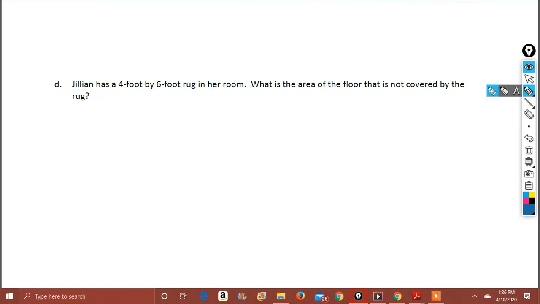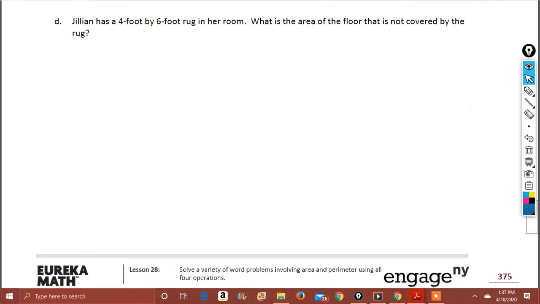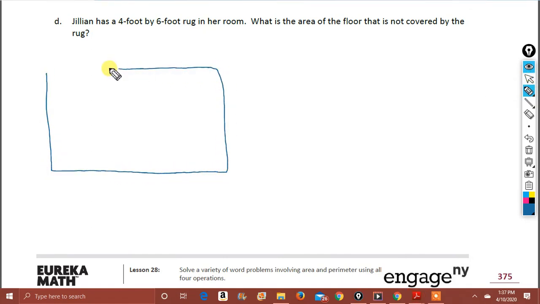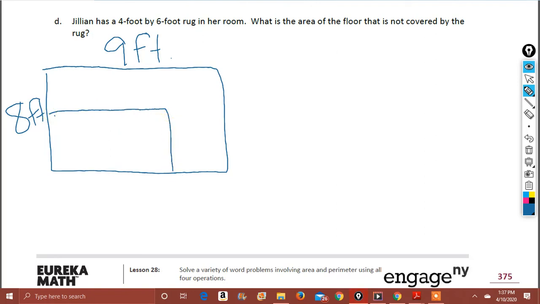All right, one more part to our problem set here. Jillian has a 4-foot by 6-foot rug in her room. What is the area of the floor that is not covered by the rug? So I'm going to move this up just a little bit so I have more space. Well, if we remember Jillian's bedroom, it was 8 feet by 9 feet. And she's got a 4-foot by 6-foot rug. So these are the dimensions of the rug, 4 feet by 6 feet.